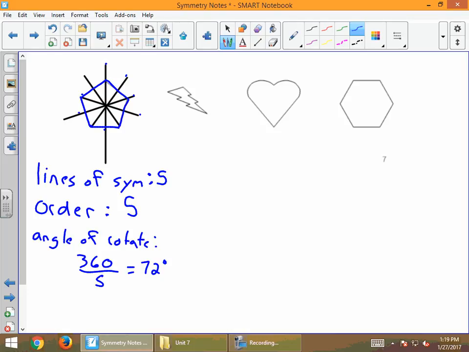Sam, question? Will the lines of symmetry always be the same number as the... That's a great question, won't it? So far, so good, right? Let's see if that holds true.